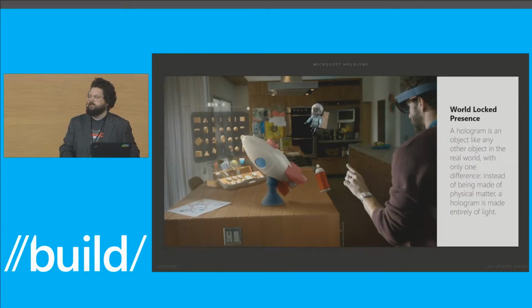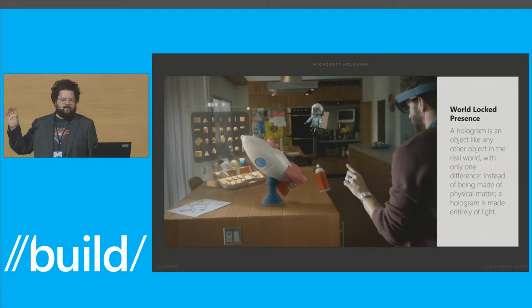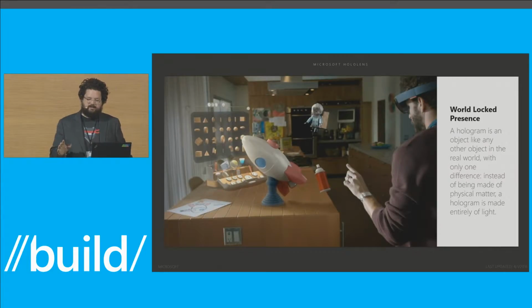The next technique is world-locked presence. And here we have to think about, what does it mean to be present as an object? Well, it shouldn't move. It should feel grounded. It should use light and shadow in an effective way. In fact, we should let the user treat the digital object just as they would a physical object. And I have a great story about this one.